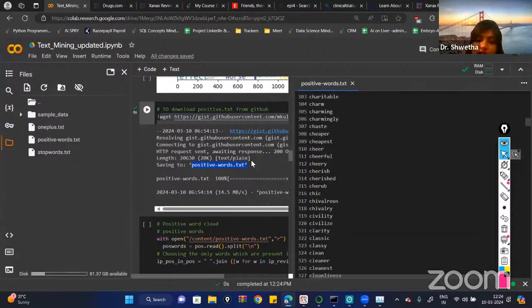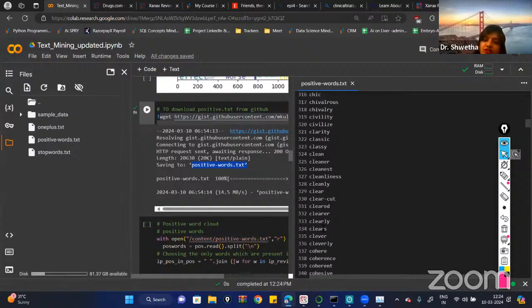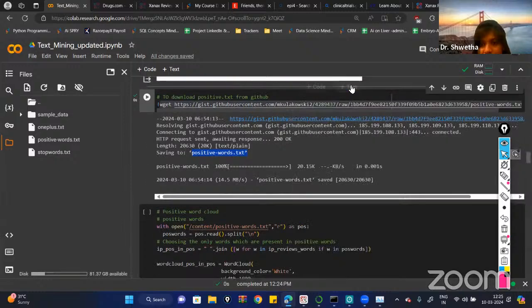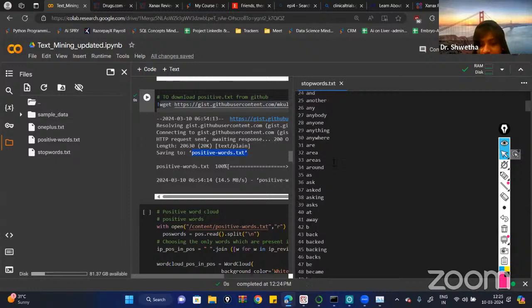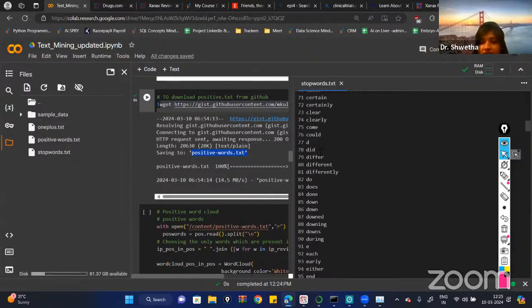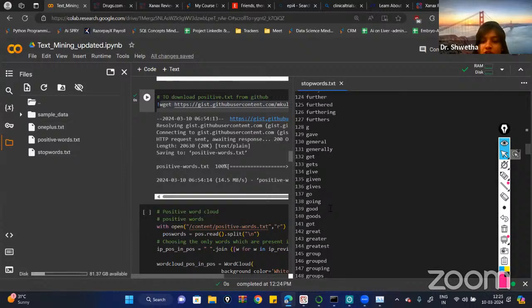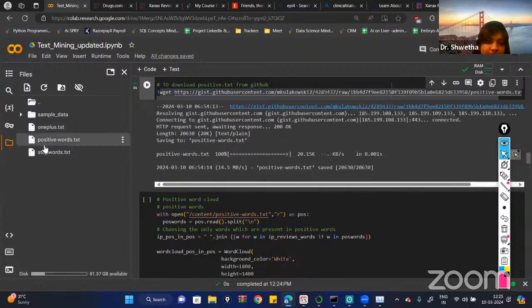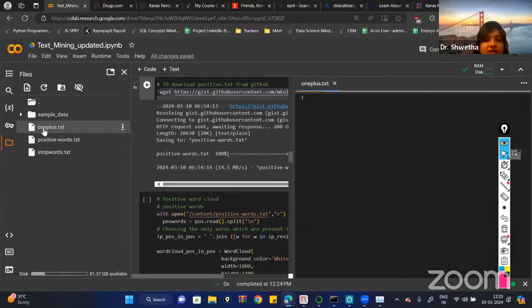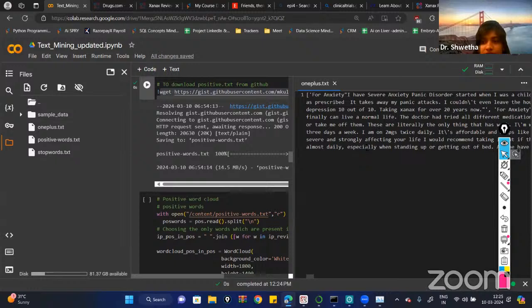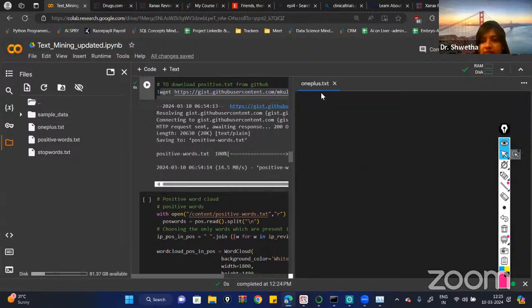So what happens is we can check our data and see what are the positive words from this document and then build a word cloud. We can also go for stop words. These are the stop words: did, diff, do, each, all these words which are not relevant or not used. So we can remove these stop words from our text. Then there is ip.text. This is the text we got in the beginning.